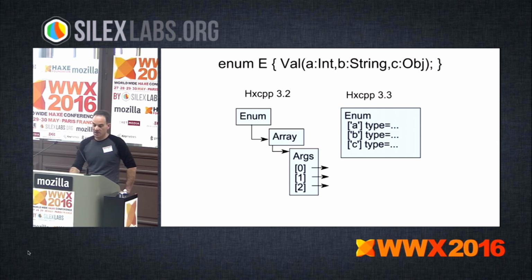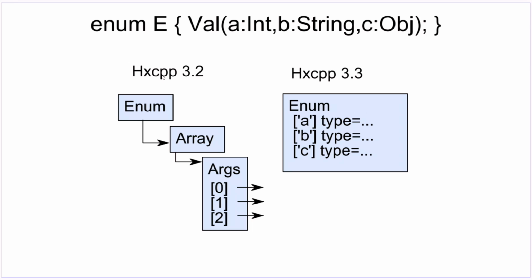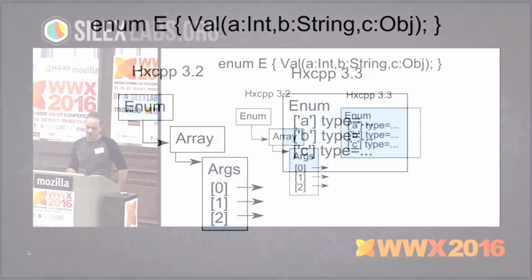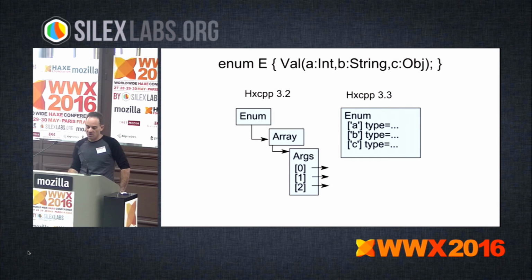So here is an enum and what it used to look like in 3.2. Here enum val, it's got 3 fields, an int, string, and object. Before, the enum object used to have an array of arguments. The array would have a set of byte data, and each of those arguments would itself be a boxing of one of those values. So you can see the simple enum here would have maybe five or 6 allocations associated with it.